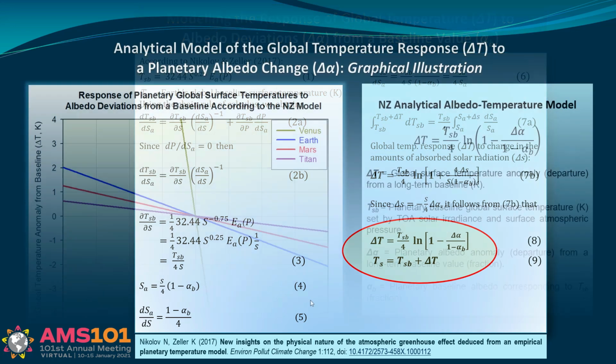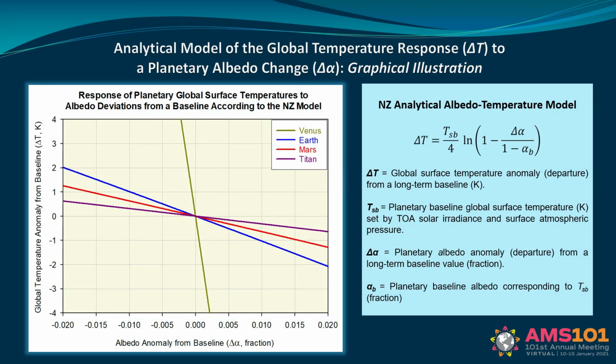Graphical illustration of the new albedo temperature model. It is important to point out that our model predicts a unique temperature sensitivity for every rocky planet and moon in the solar system. That's because the temperature anomaly delta T in response to a unit albedo change is proportional to the planet's baseline global surface temperature and increases logarithmically with the baseline albedo.